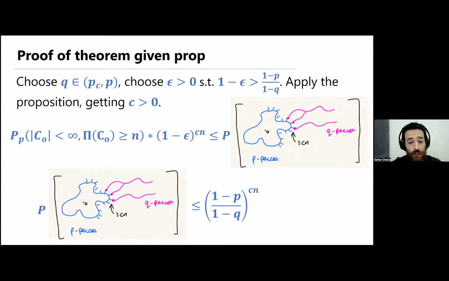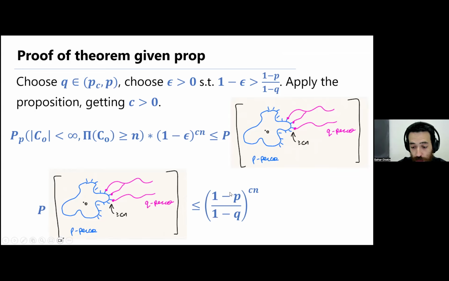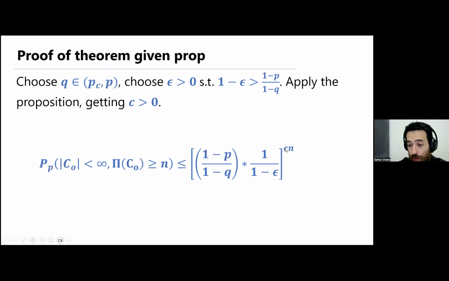And now just rearranging, I get that the probability that the cluster of the origin is finite, but I need at least n edges in order to isolate it, is at most this term times 1 over 1 minus epsilon to the Cn, and we chose 1 minus epsilon so this works correctly. So once I tell you that it is not too unlikely to have this many touches phenomena, then I can immediately give you an exponential upper bound on this event.